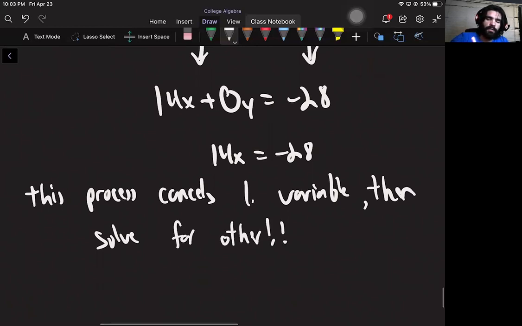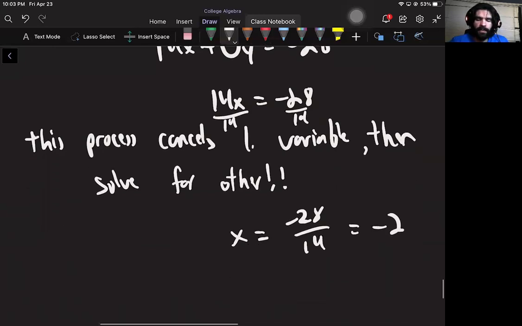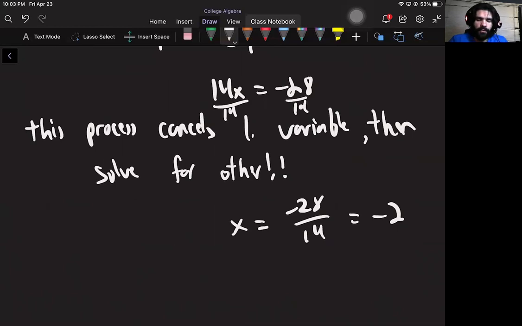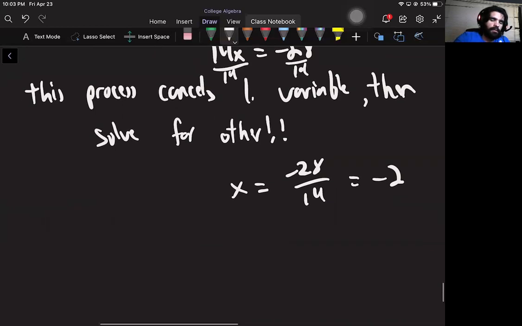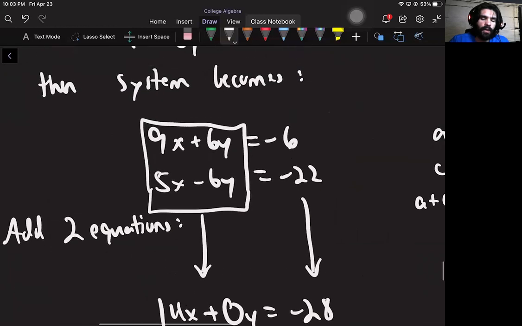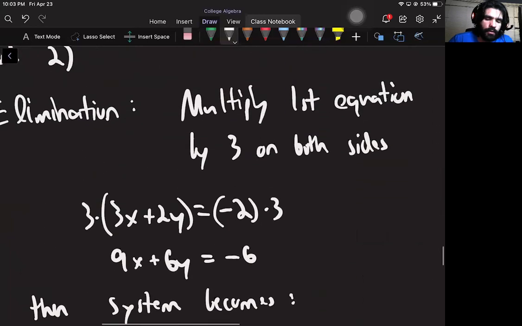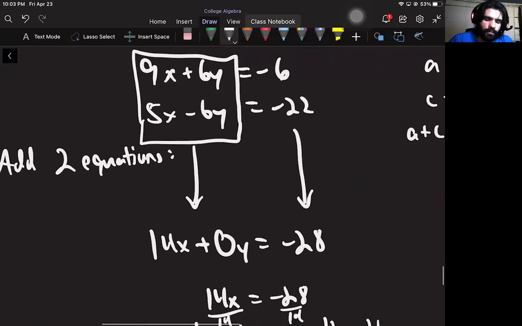So all I have to do now is divide by 14 on both sides, and I'll get x equals negative 28 over 14, which happens to be negative 2. And then once we have one value, either x or y, in this case we got x, we just got to do what we did before and plug it back in. So we'll just plug this back into either equation, and we'll get the corresponding y value that solves it. So it's your choice, whichever one. I'll just do the second one this time.